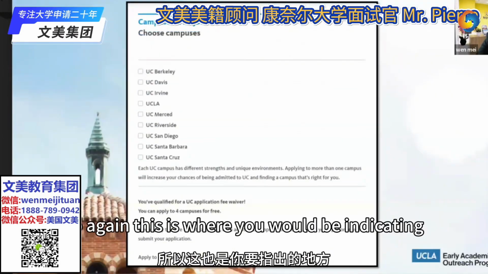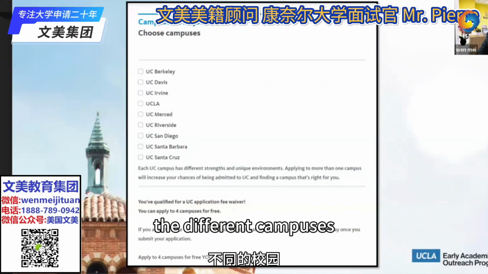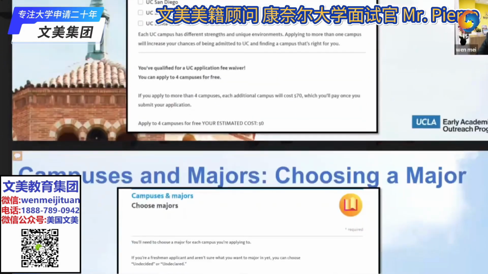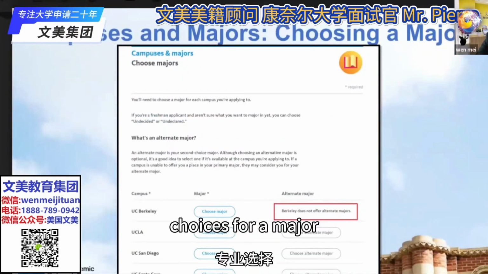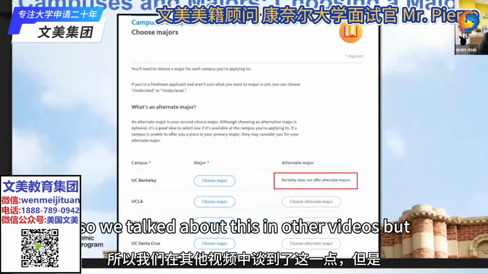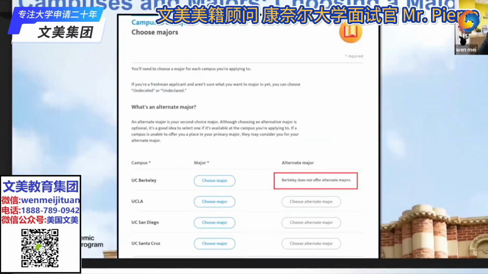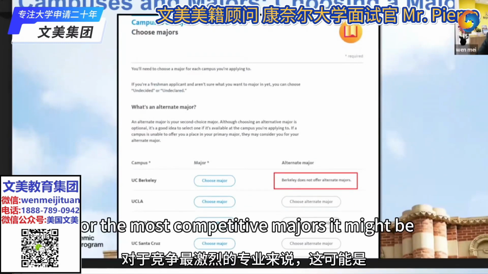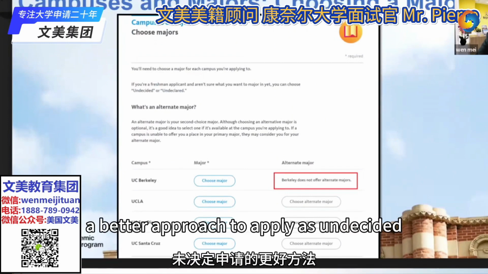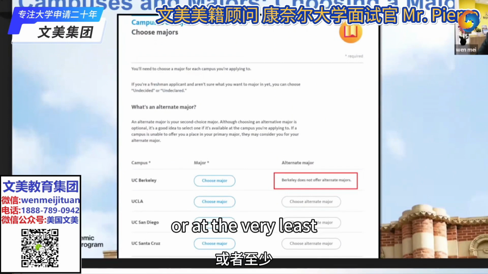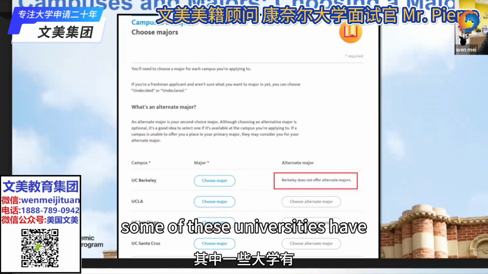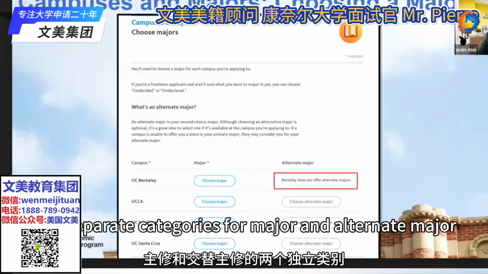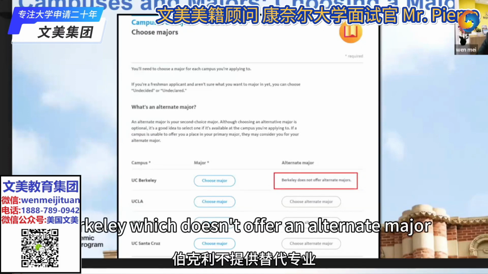So again, this is where you would be indicating the different campuses. And besides indicating your choices for campuses, you also have to indicate your choices for a major. We've talked about this in other videos, but for the most competitive majors, it might be a better approach to apply as undecided, or at the very least, a major in the same school. As you can see here, some of these universities have two separate categories for major and alternate major, except for UC Berkeley, which doesn't offer an alternate major.